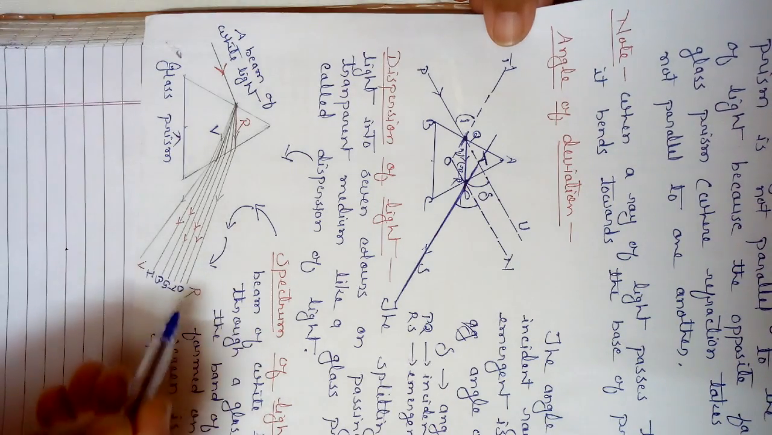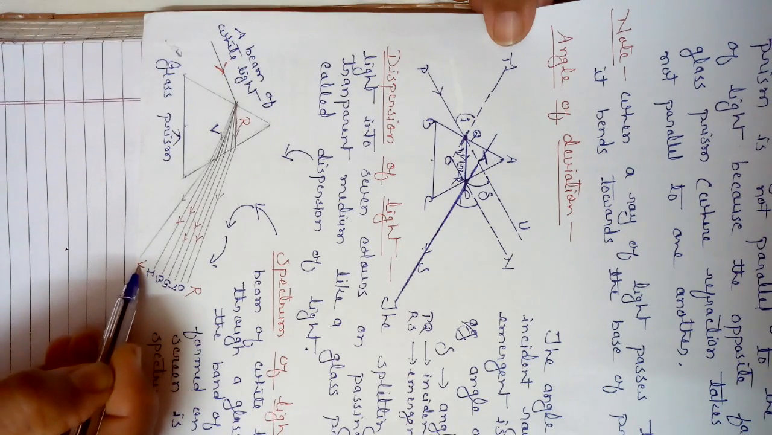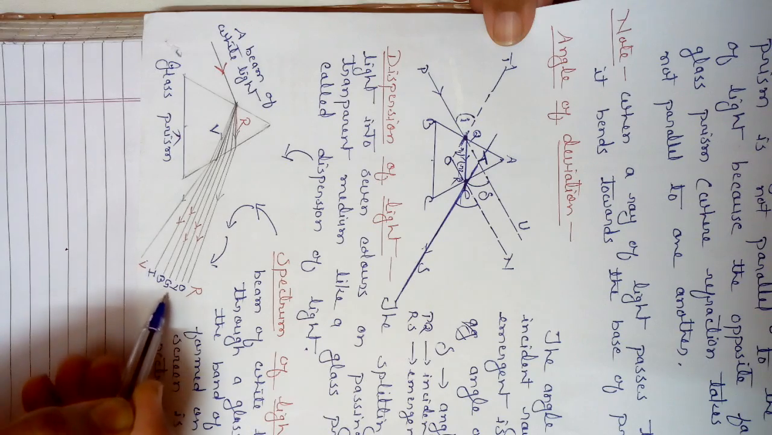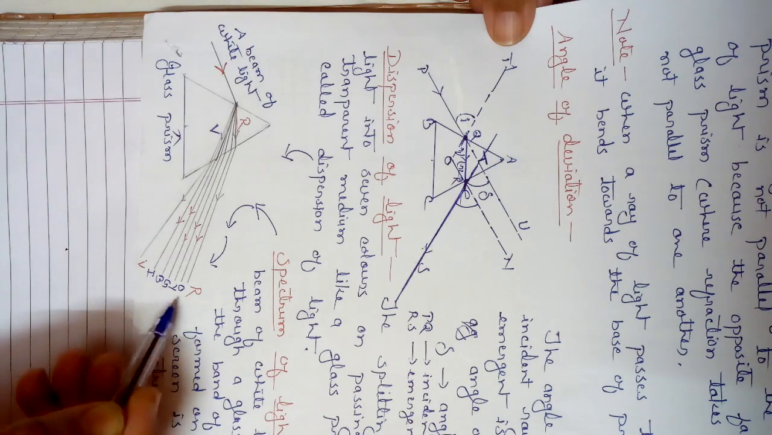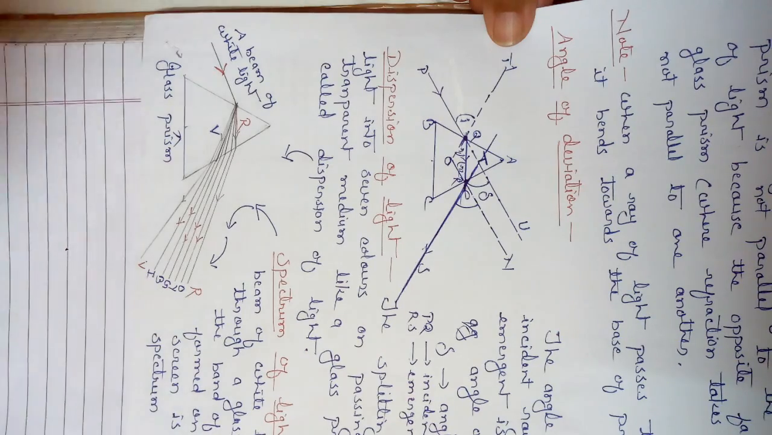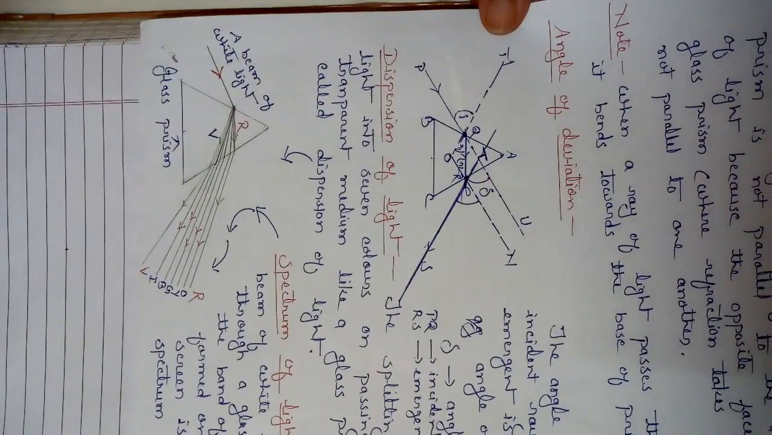On the top it is red color and on the bottom it is violet here, and we can see the series as VIBGYOR. This is the series of the colors as we obtain in that band of colors, and that band of colors is called the spectrum of light.